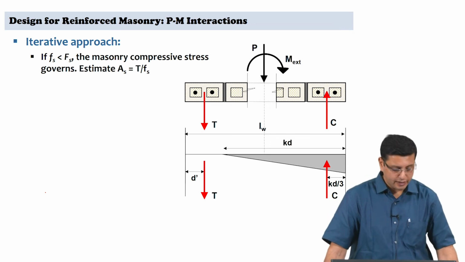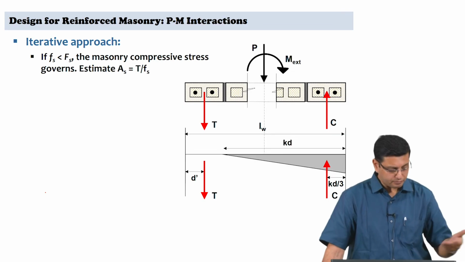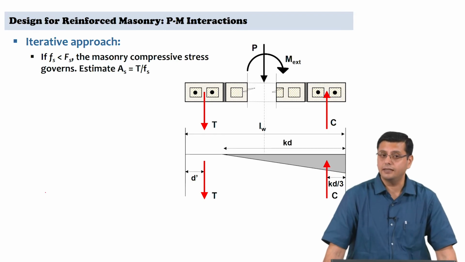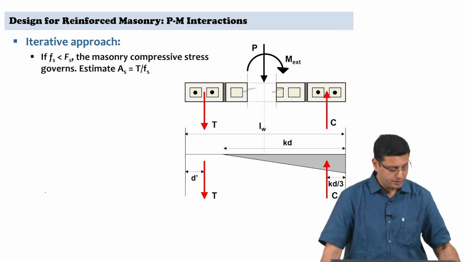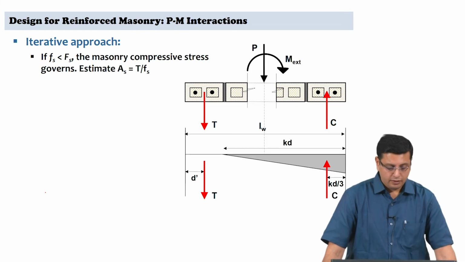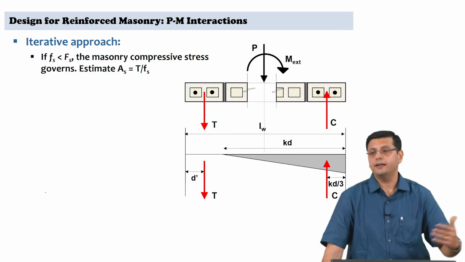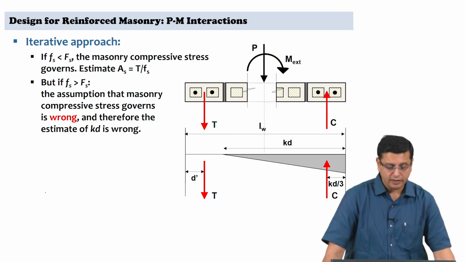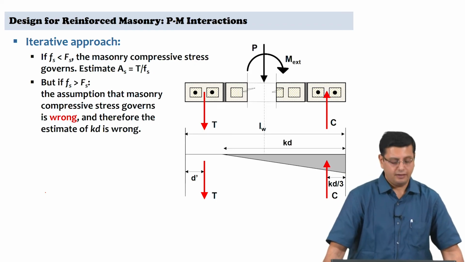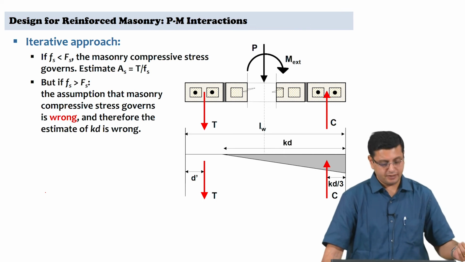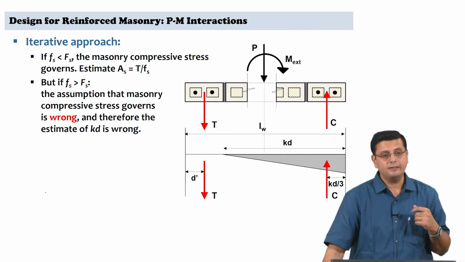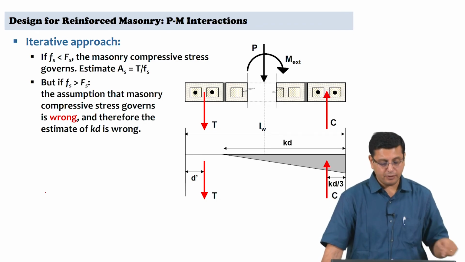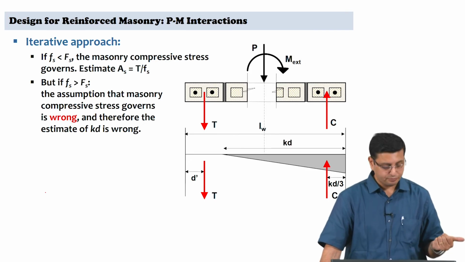So, estimate the area of steel from the tension force that you have estimated divided by the stress in steel. The actual stress in steel is lesser than the permissible tensile stress in steel. If this is true, the cycle ends and you have established how much steel is required to satisfy the interaction, accounting for the interaction itself. However, if the stress in steel Fs is greater than the permissible steel stress, then your basic assumption that the masonry compressive stress governs is wrong, and you have to go back and make amends, because the KD that you have established is a wrong KD now.